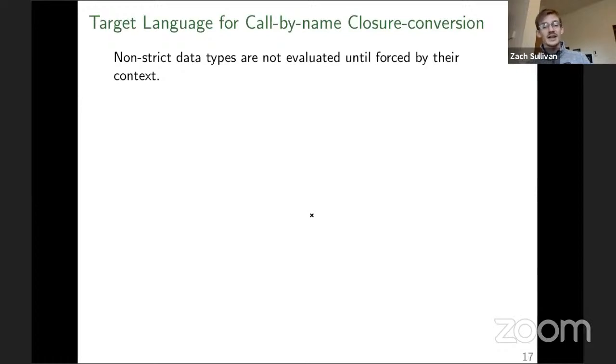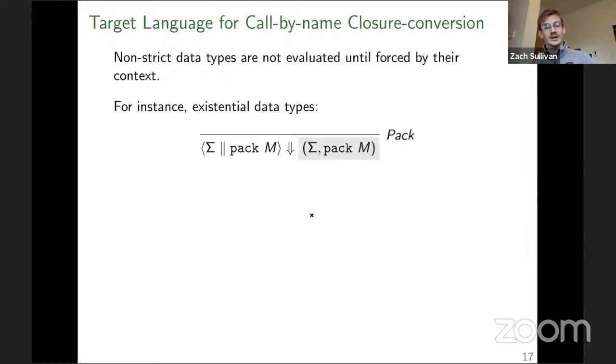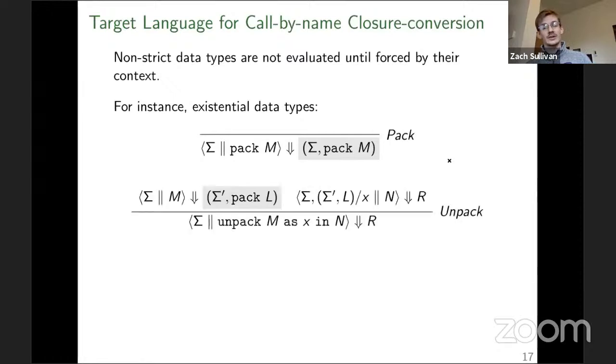What does this mean exactly? Take, for instance, existential data types, which occur in our translation. If we have a pack expression and we want to return a call by name value for that, we won't evaluate underneath the constructor there. M could contain free variables, so we need to return a closure to capture the value of those free variables.